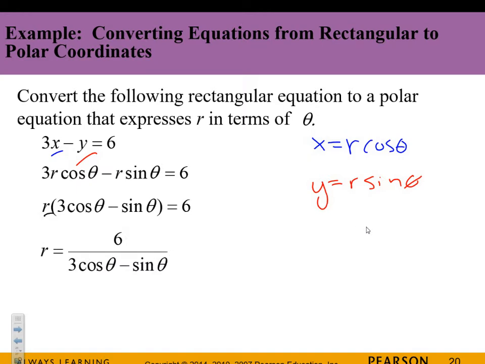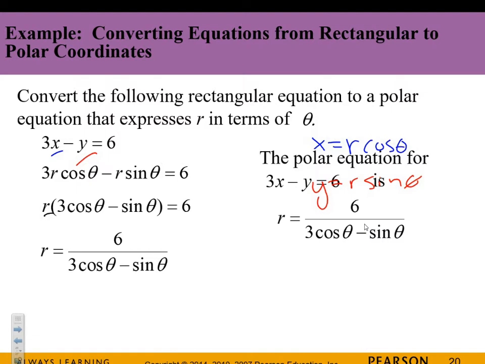Oh, they divide that stuff like that. Wait. Okay, no, it's not, is it? They both have r in common. We're factoring that out. So here's r for our polar coordinate business. So there's your formula for 3x minus y equals 6 as a polar equation.